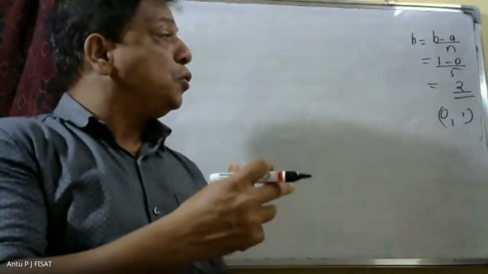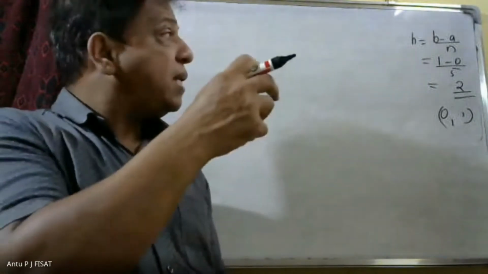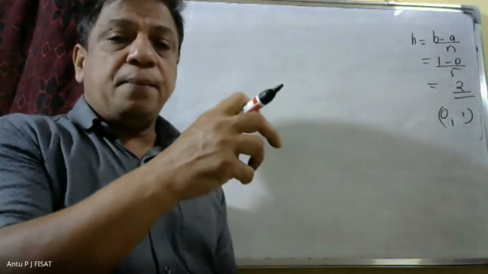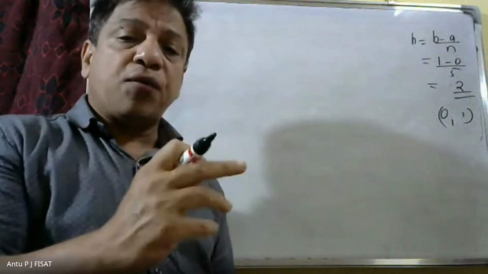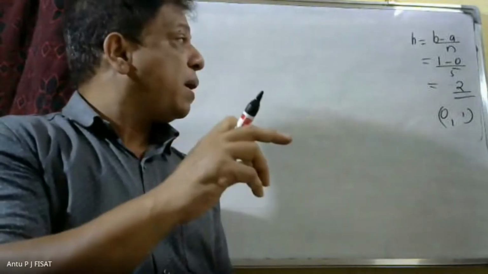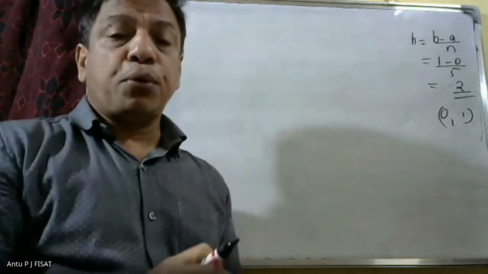Here h is equal to 0.2. We calculate h by using the formula (b minus a) by n, where b is the upper limit and a is the lower limit. So (1 minus 0) by n, and n is equal to 5. Therefore, 1 by 5 is equal to 0.2.